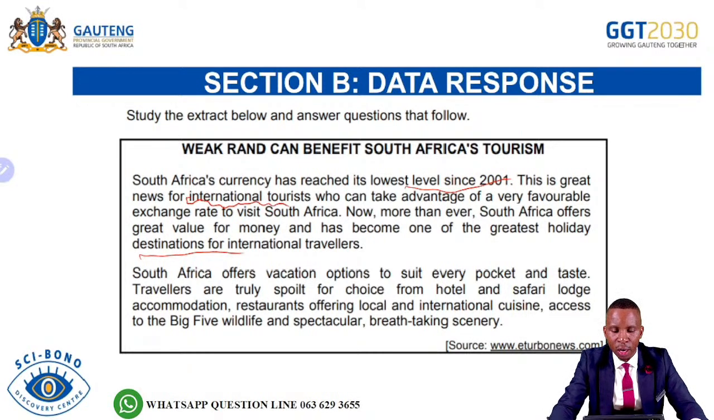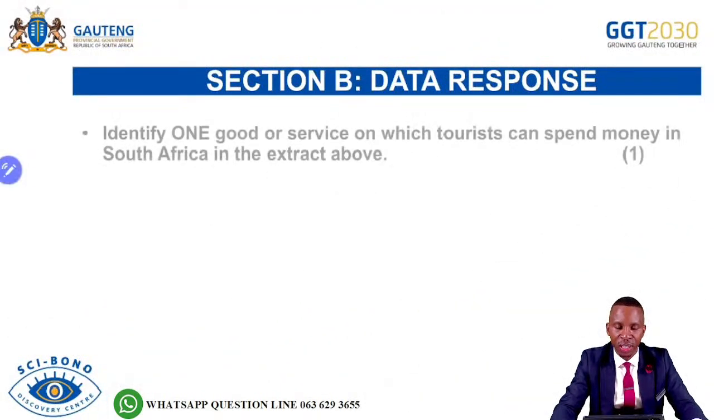South Africa offers vacation options to suit every pocket and taste. Travelers are truly spoiled for choice, from hotel and safari lodge accommodation, to restaurants offering local and international cuisine, access to the Big Five wildlife, and spectacular, breathtaking scenery. So now this simply tells us about the accommodation and attractions we have, even the infrastructure we have in South Africa. It also talks about the fact that our currency is weak and international tourism is increasing. Foreign tourists are taking advantage of coming to tour the country. Let's look at the given questions and see the answers.